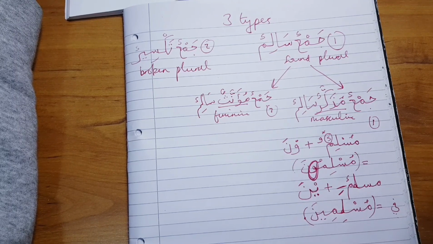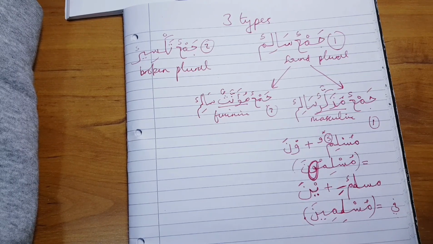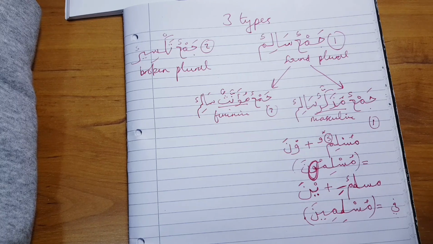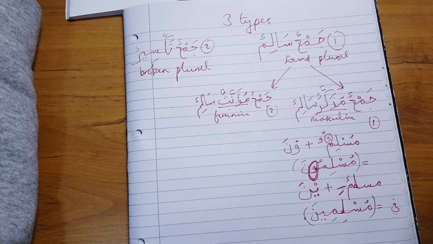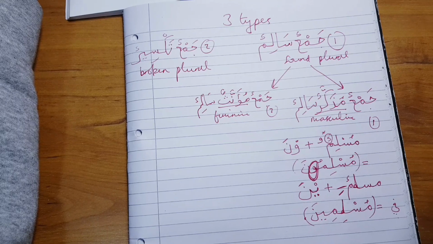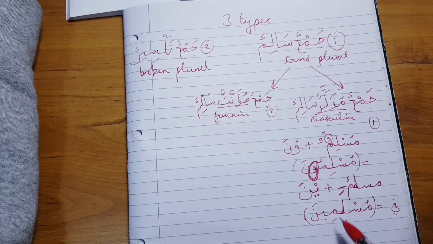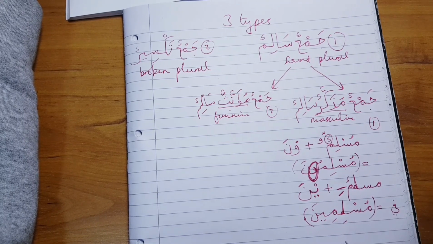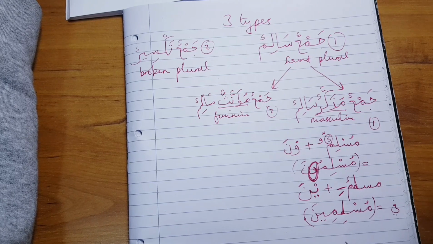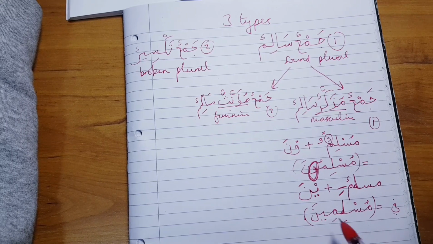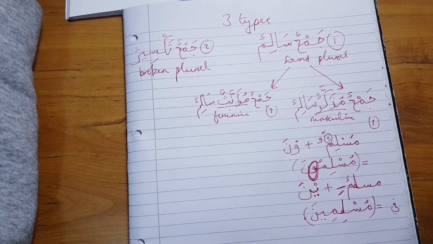Okay, if we were going to make it maf'ulun bihi, for example, object of a sentence. The Jews killed the Muslims. Al-Yahud qatalu al-muslimuna or muslimina. Remember, maf'ulun bihi, the object is always mansoob. So if it's mansoob, we're going to use this one. Okay, so that's the point.